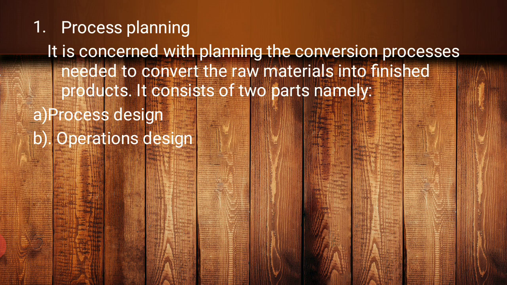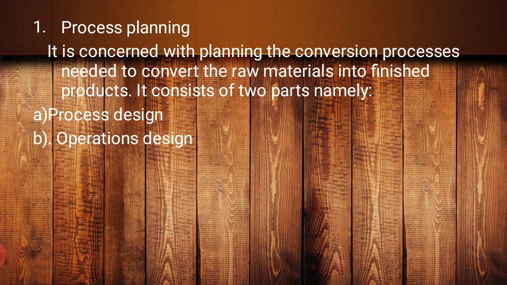It is concerned with planning the conversion processes needed to convert the raw materials into finished products, and it consists of two parts. That means when we talk about process planning, it is divided into two. Planning means beforehand we are trying to pen it down, or jot it down, what exactly the process is going to be all about, right? At that time we can divide this process planning into two parts. What are those two parts? One is process design, and the other one is operations design. Both are different from each other, so please do not mix it up.